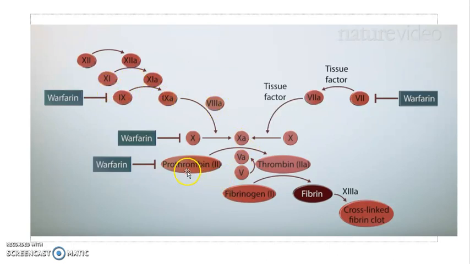So we have warfarin blocking factor 2, prothrombin, and then factor 7 in the extrinsic pathway, and then in the intrinsic pathway, it inhibits factor 9, and in the common pathway, warfarin inhibits factor 10. So 2, 7, 9, 10. So these are the vitamin K dependent factors. For this one, however, we have to monitor only the PT, prothrombin time.